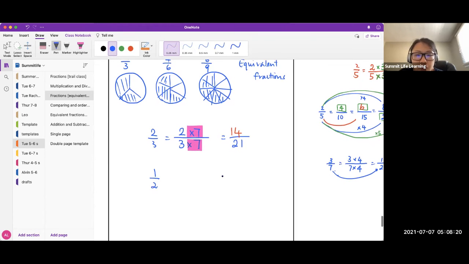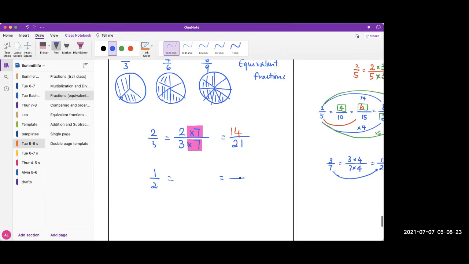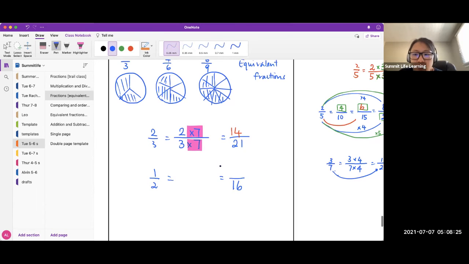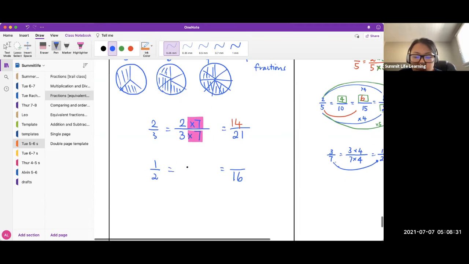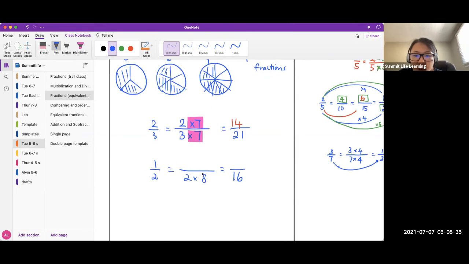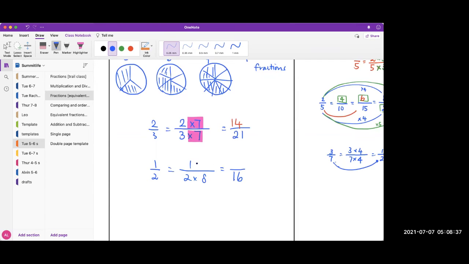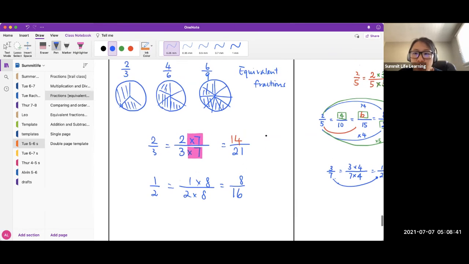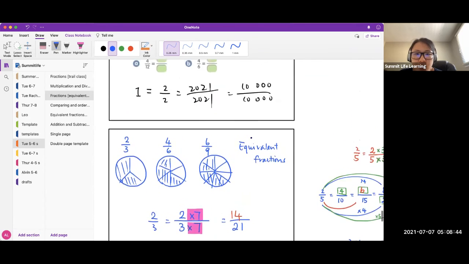1 out of 2, if I want to change into 16. So Selena, what do you need to do for the 2? 2 times 8 is 16. Yeah. And then for the 1, what do you need to do? 1 times 8. Oh, okay, so we get 8, okay? That's what you have done last time. You expand the fractions, okay?